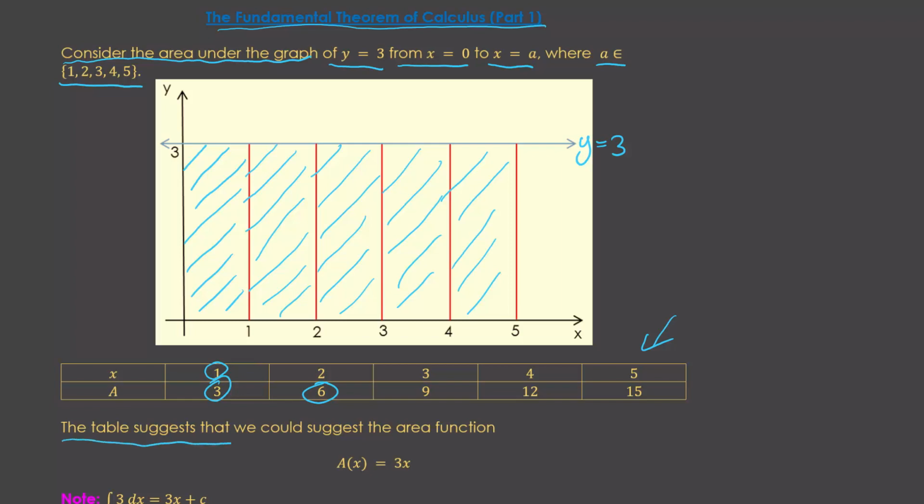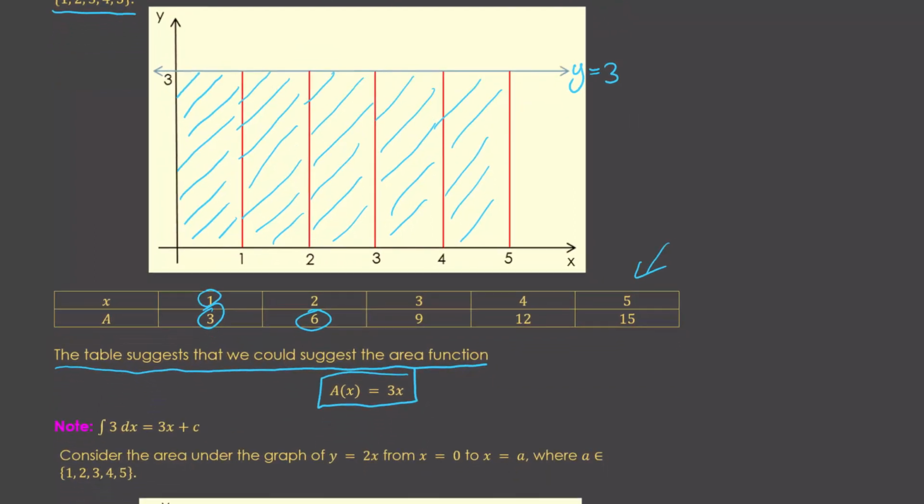The table suggests that we could suggest an area function for this graph, area of x being 3x. Note that if you integrate 3, you get 3x plus a constant.